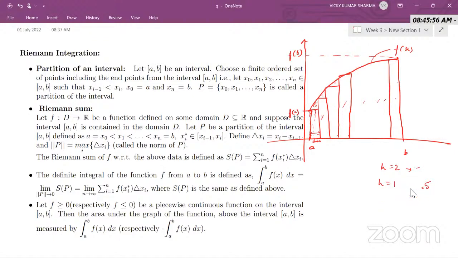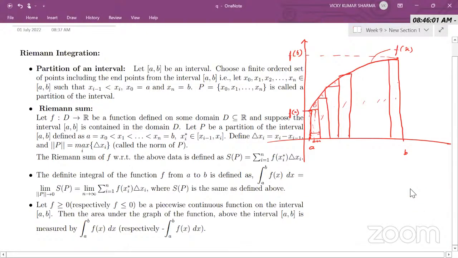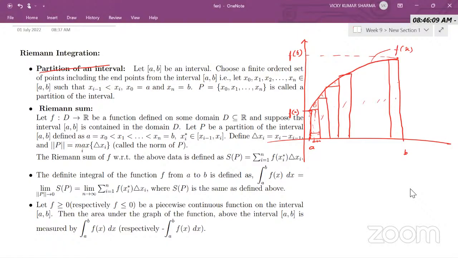So let's understand this again. I'm not erasing this part because I'll be using this again. So you see this here, partition of an interval means what? You see this AB I have drawn. This is my A and B. This is my interval. Now next, maybe I can just read this statement and then explain. Let AB be an interval. Choose a definite ordered set of points, including the endpoints, from the interval AB. Let x0, x1, x2, and so on till xn, which are in this interval.